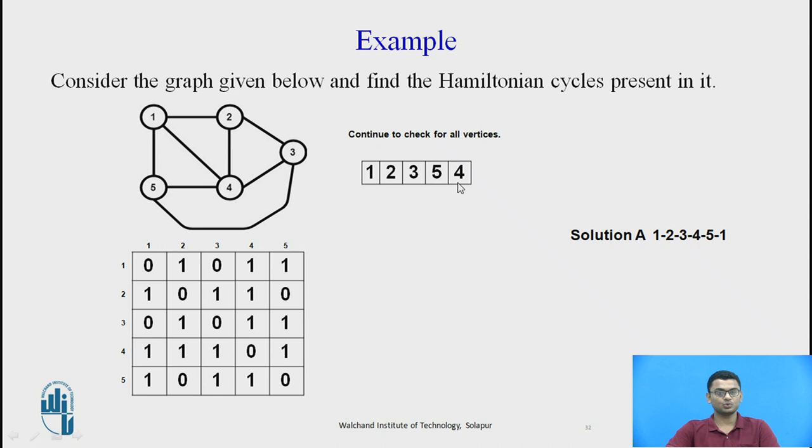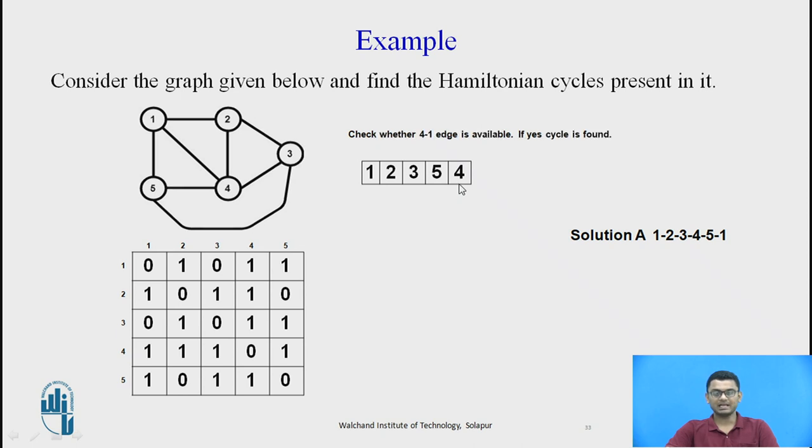I cannot visit 1, 2, 3 because they have been previously visited. 4 can be visited, and there is an edge from 5 to 4. Now we have to see whether there is an edge from 4 to 1. We see from the graph as well as from the matrix that 4 to 1 is available. So this is our second solution: the cycle goes from 1 to 2 to 3 to 5, then to 4 and back from 4 to 1. This is again a valid solution that we have found.